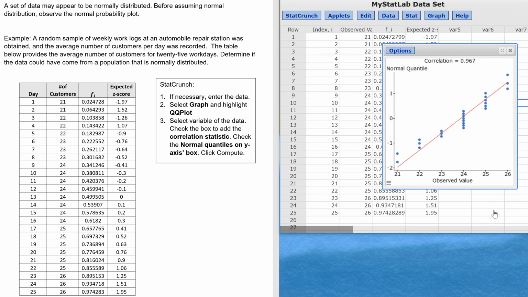Now I hit compute. So we can see the observed values are down on the bottom, and we can see the related z-score. And this data has lined itself up so that it does look linear. The correlation is 0.967. And for a set of data values having 25 in the sample, that is definitely a strong enough correlation for us to say, yes, the data set of 25 values does come from a population with a normal distribution.